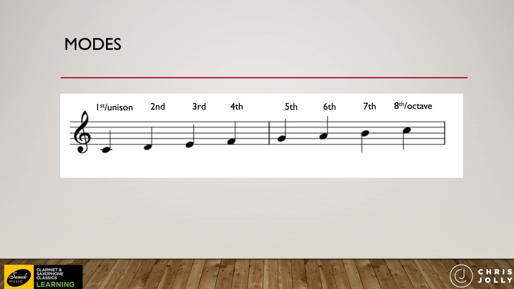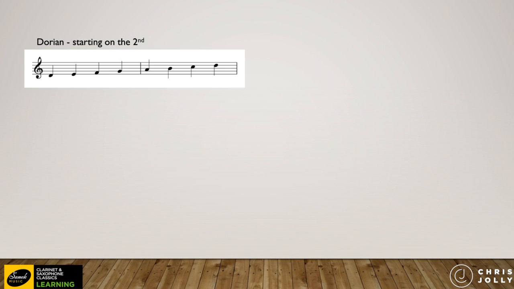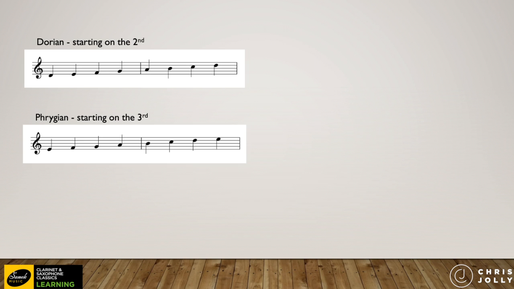Moving on a little bit further now, we are going to start looking at modes. So again, we've got our numbered major scale here, first right through to the octave. And if we think about starting our major scale on each degree of that scale, so starting our major scale on the 2nd degree, which is the D, we get our Dorian scale. If we apply the same thing and start our C major scale on the 3rd degree of the scale, which is the E, we get our Phrygian scale.